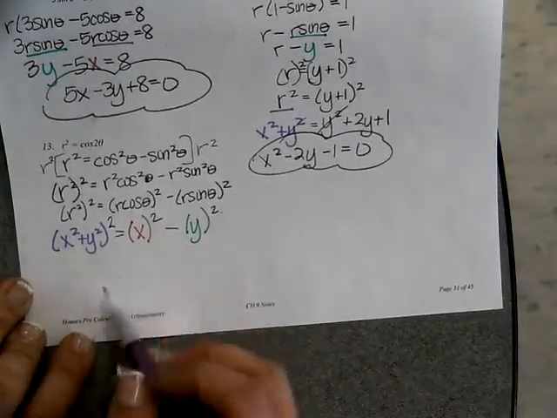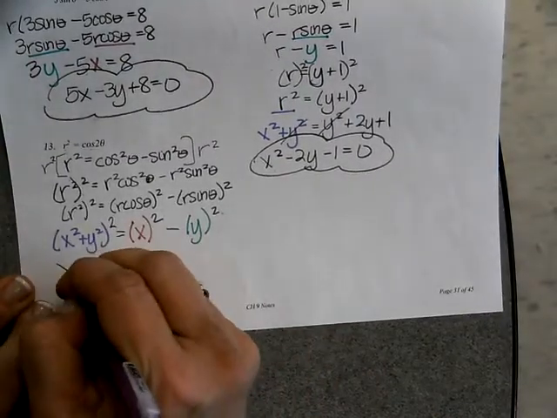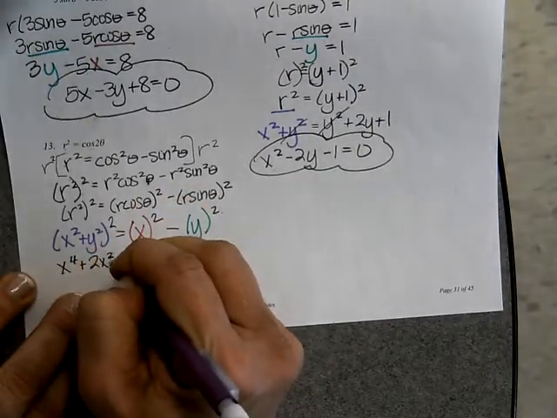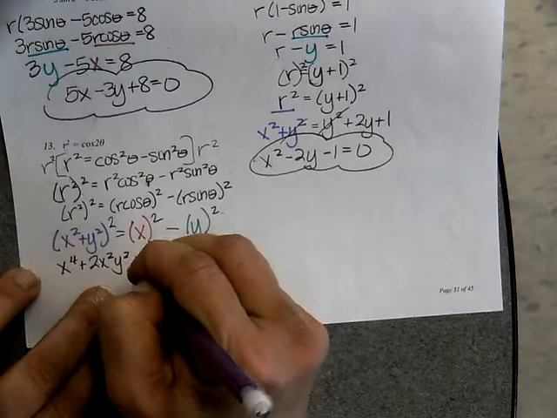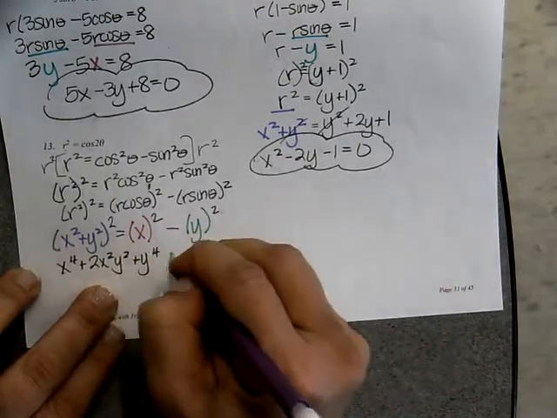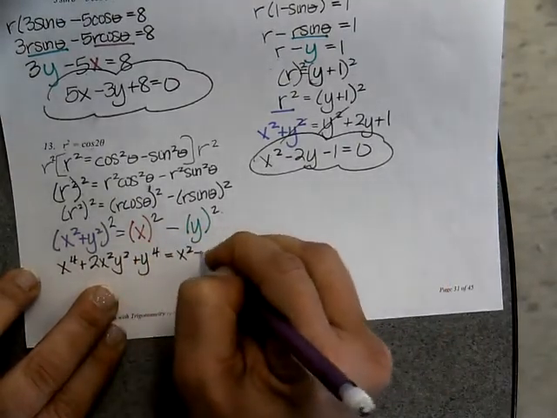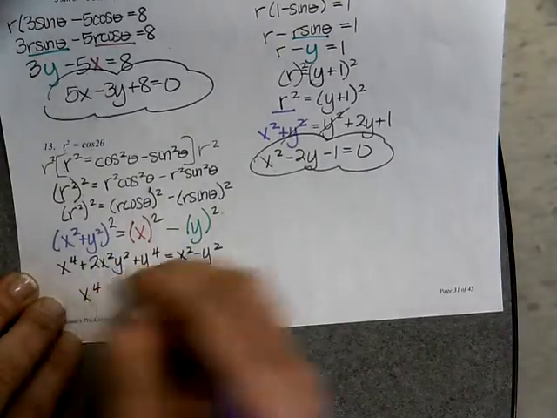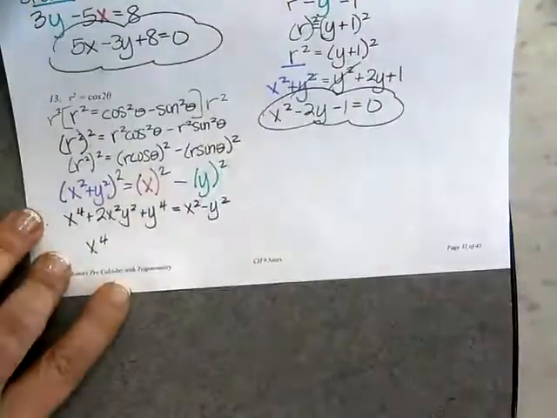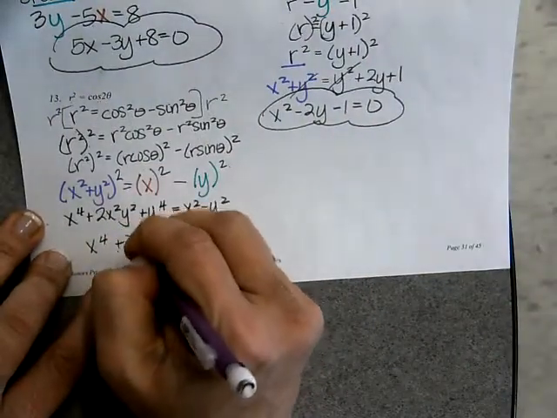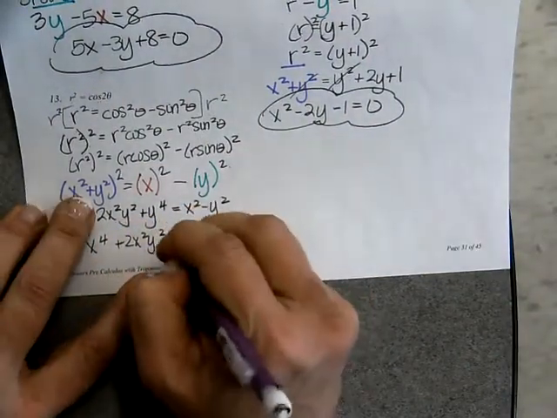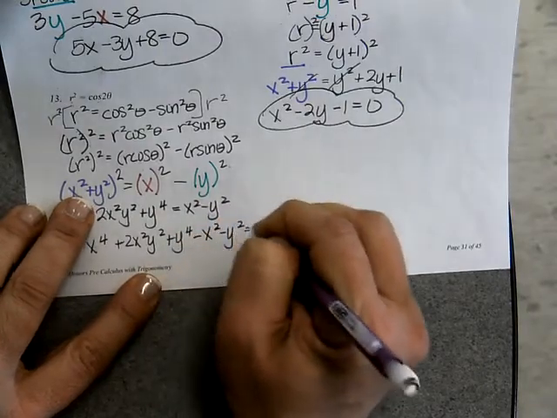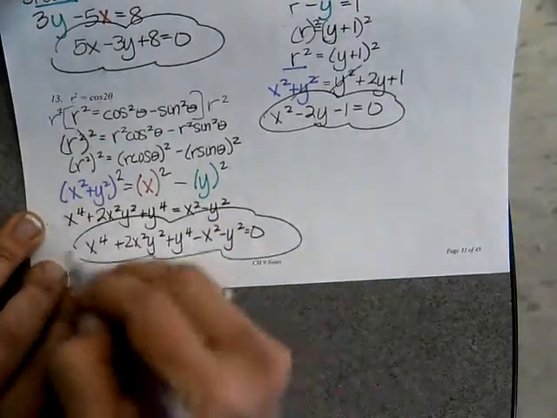Okay. So if we flesh this out here, we end up with x to the 4th plus 2x squared y squared plus y to the fourth equals x squared minus y squared, and then we'll just get that equal to 0. So x to the fourth plus 2x squared y squared plus y to the fourth minus x squared minus y squared equals 0.